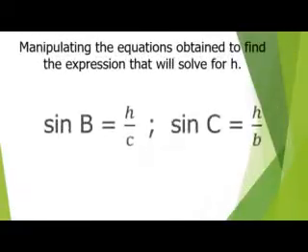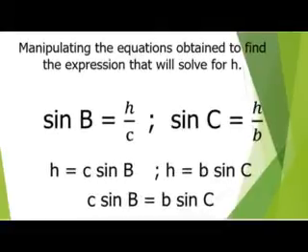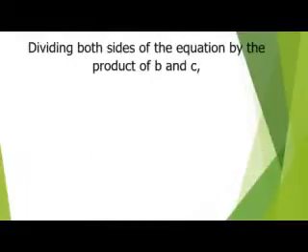Manipulating the equations obtained to find the expression that will solve for H, we have H is equal to C sine B and H is equal to B sine C. Equating these two equations, we have C sine B is equal to B sine C, since these two equations are equal to H.